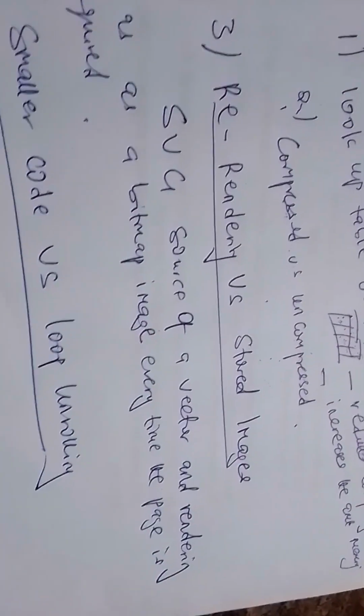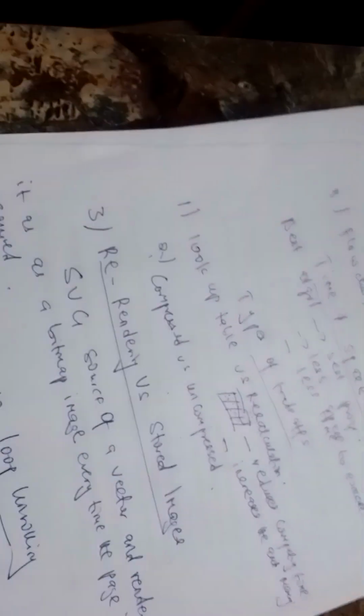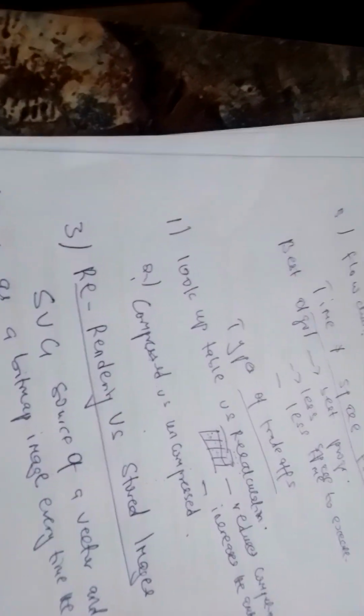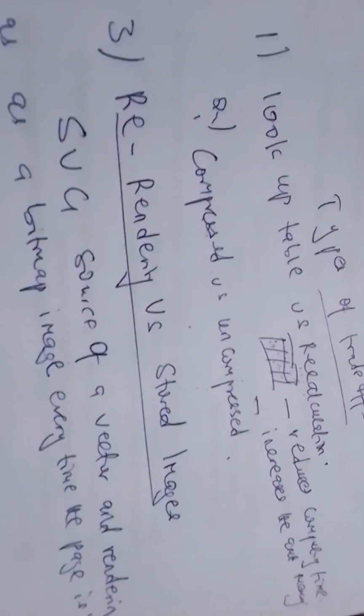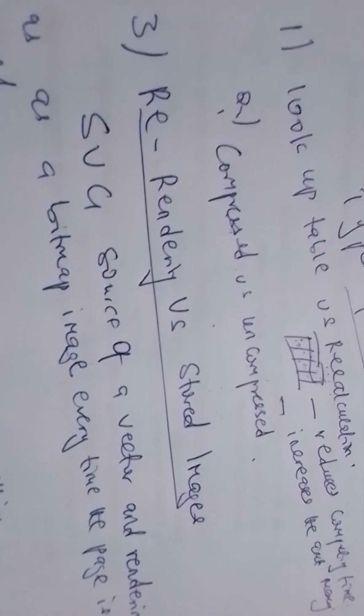The continuation of our topic on types of trade-offs. The third one is what we call re-rendering versus stored images.